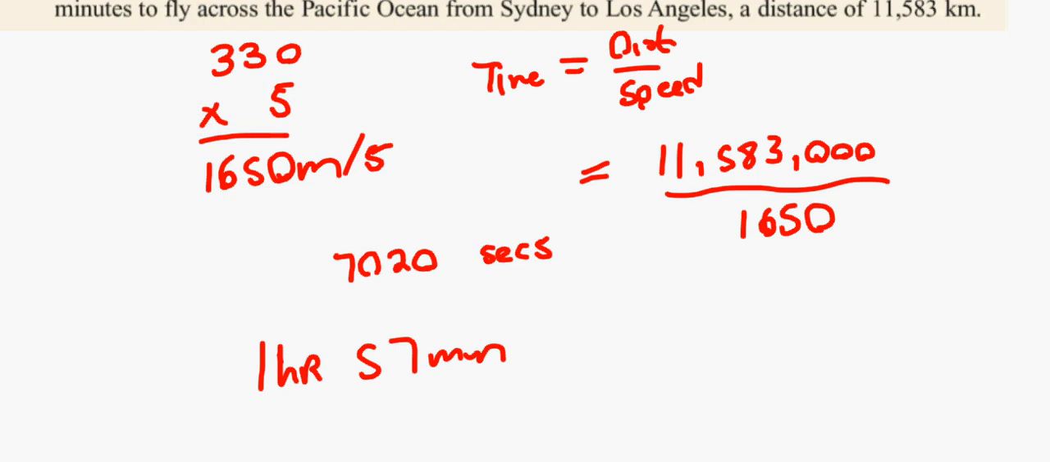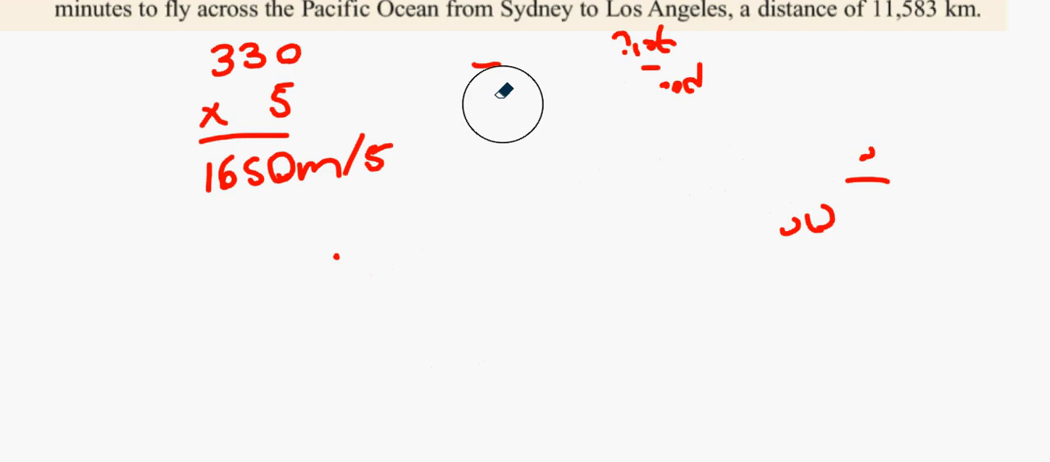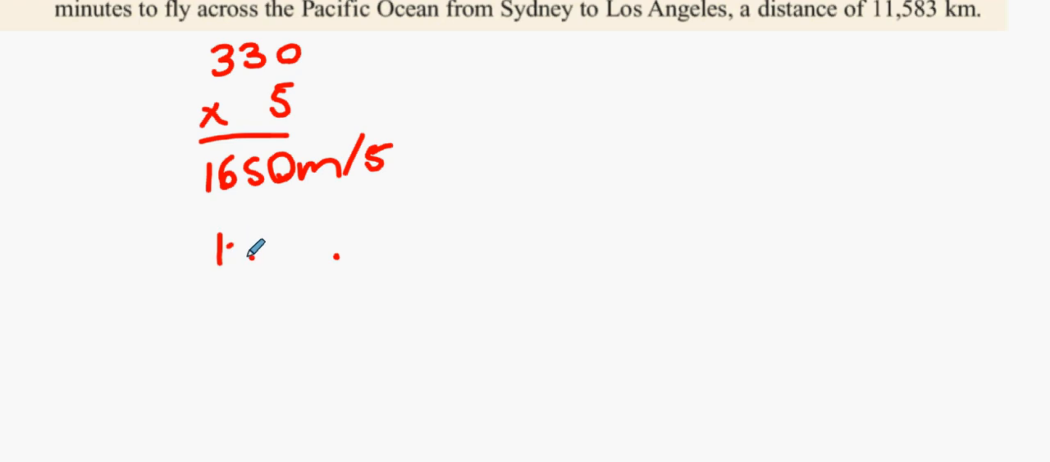Some other people might try it this way, guys. Some other people might have turned the 1,650 into 1.65 kilometers per second. Does that make sense? 1.65 kilometers per second? Then you could divide 11,583 by 1.65. Some people may have multiplied by 60. Why would I multiply by 60?